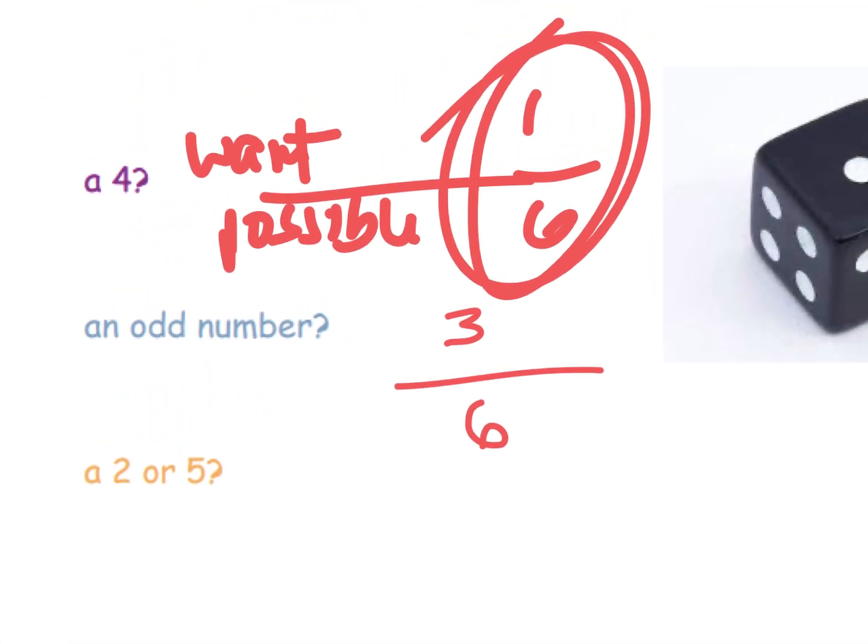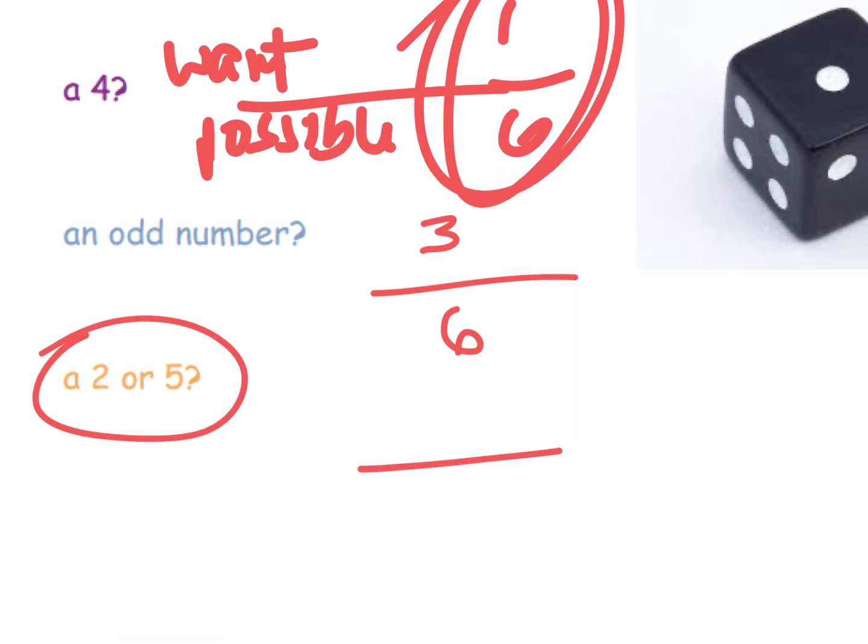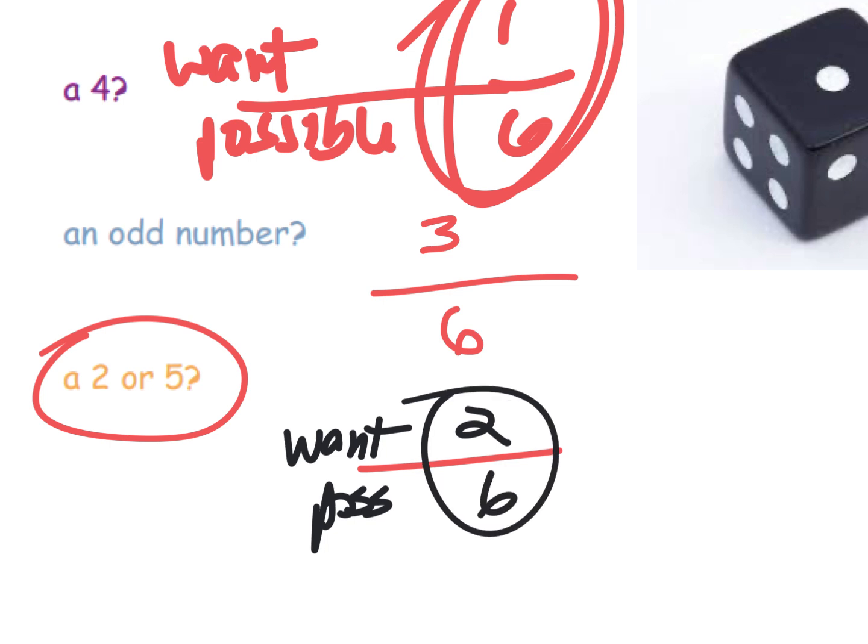Would you please answer this last one? What's the probability I'm going to get a 2 or a 5? I win if I get a 2 or a 5. Well, how many things do I want? 2. Out of how many things are possible? 2/6. Make sense? Okay.